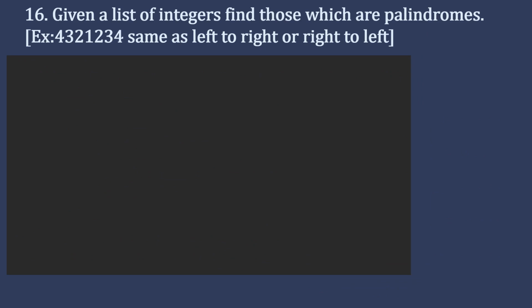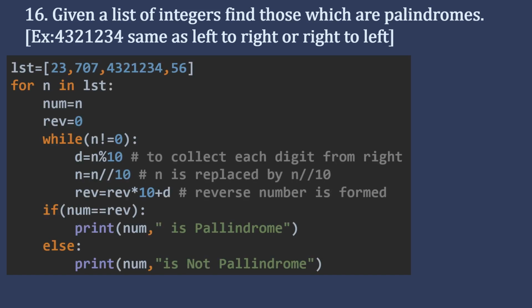Now given a list of integers, find those which are palindromes. For example, the number 4, 3, 2, 1, 3, 4. That means if you read it from left to right or right to left, both ways it will give you the same number. So for doing that, you have to first find out the reverse of the number. Once you get the reverse of the number, then you have to compare it with the original number. If the number is the same as the reverse, then you can say that yes, it is a palindrome. Otherwise, it is not a palindrome.